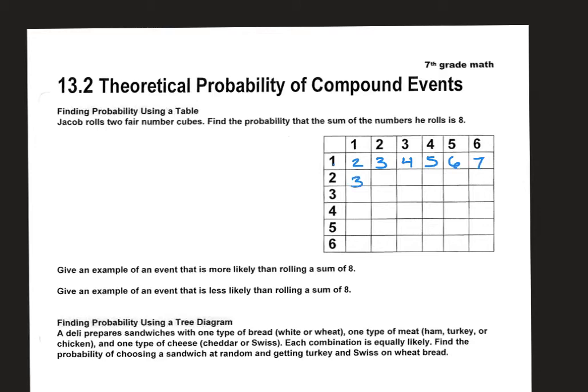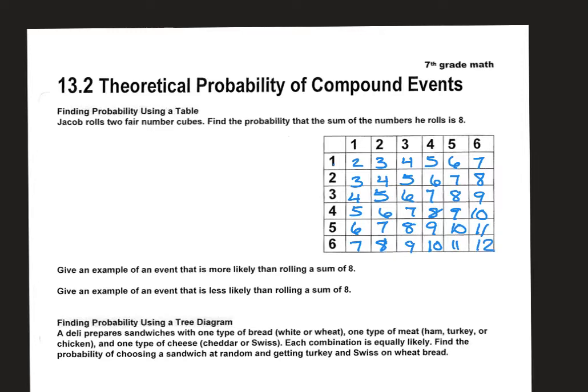2 plus 1 is 3, 4, 5, 6, 7, and 8. Go ahead and fill out this chart. 4, 5, 6, 7, 8, 9, 5, 6, 7, 8, 9, 10, 6, 7, 8, 9, 10, 11, and 7, 8, 9, 10, 11, and 12.